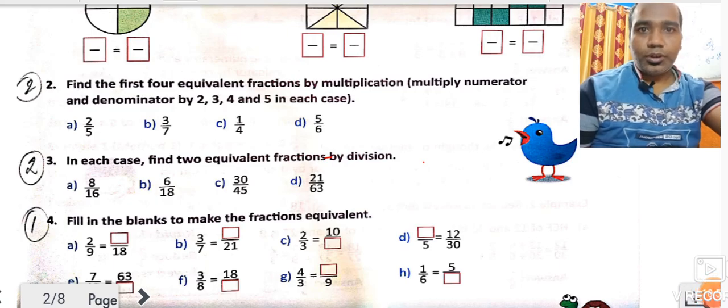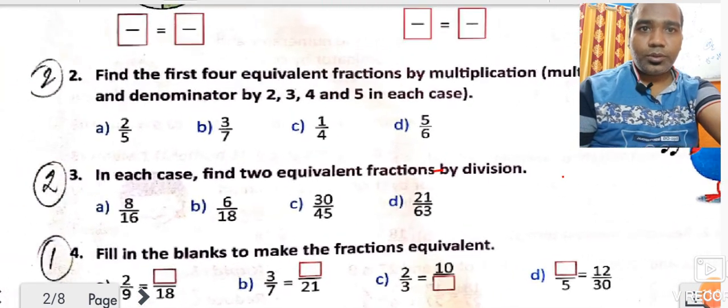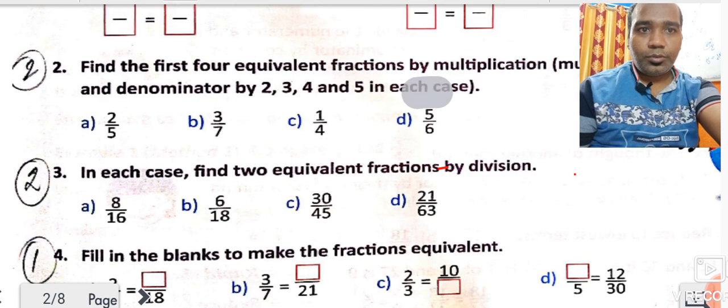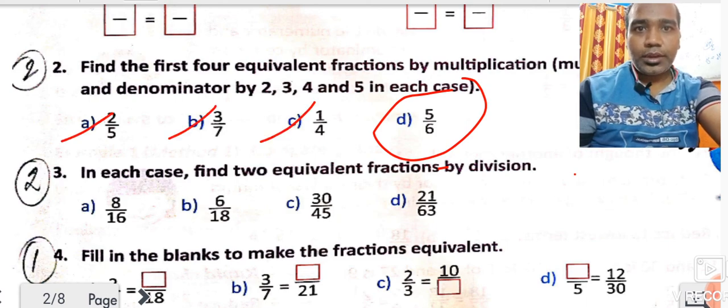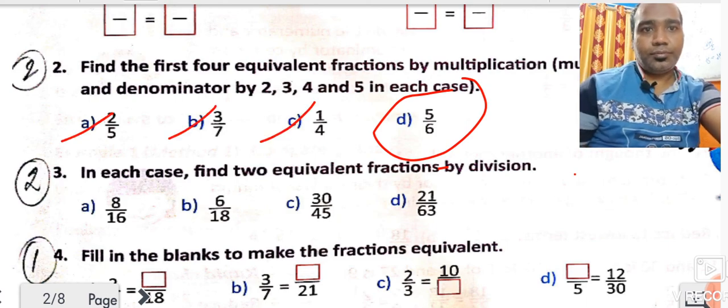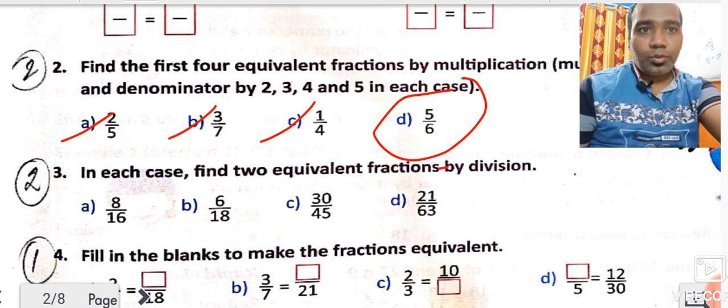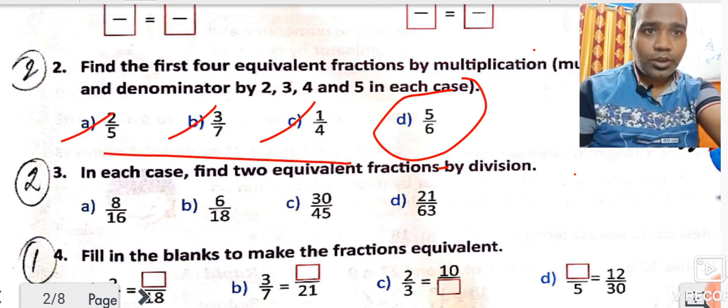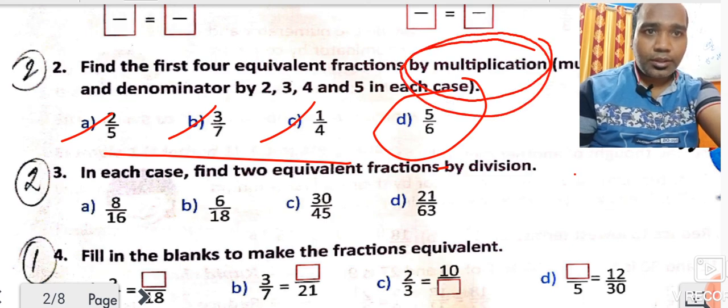Okay, so children, you will complete this question number 2. Question number 2D I have done for you. Question number C, B and A you will do on your own. Okay. So this is finding equivalent fractions by what? By multiplication.